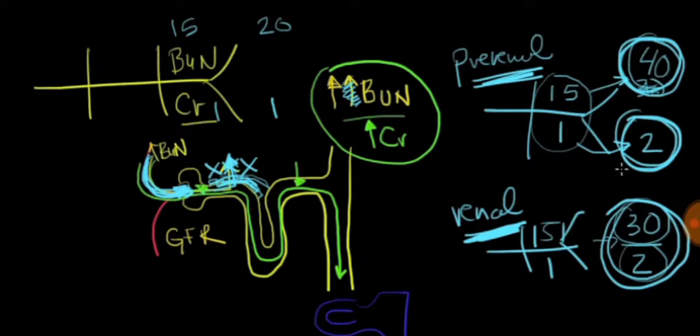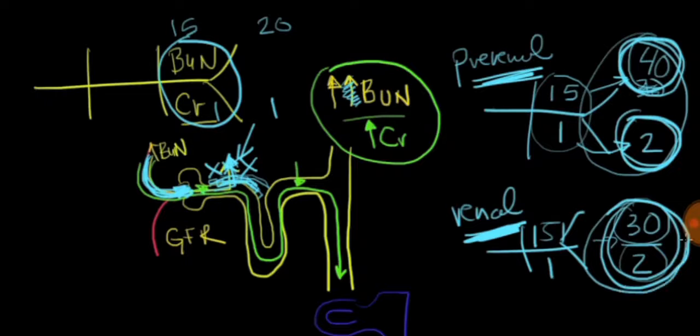Okay, so the bottom line here is that the BUN to creatinine ratio can kind of tell you what kind of renal failure you have. Is it pre-renal azotemia or is it renal azotemia? Pre-renal azotemia is where there's not enough blood coming to the kidney. Renal azotemia is where there's something wrong with the kidney itself. If it's a 20-to-1 ratio, like this, you're thinking of pre-renal azotemia. If it's still a 15-to-1 ratio, it's renal azotemia.